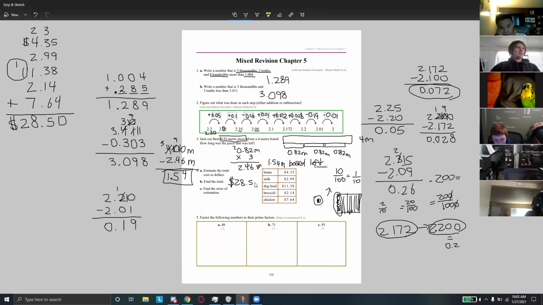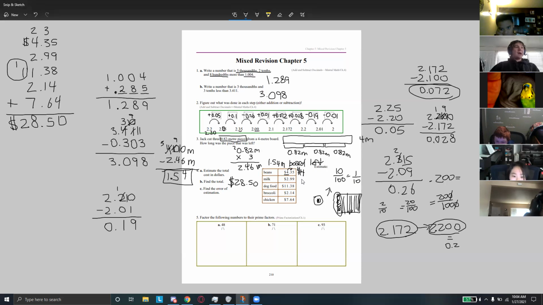Great. $28.50. Estimate the total cost in dollars. I'll do estimating by rounding each one of these to the nearest whole dollar. So I'll do that right now. $4.35 rounded to the nearest whole dollar. I'm rounding to the whole dollar, so $4. I look to the right, and 30 cents will be rounding down. 3 is less than 5, so we round down to $4.